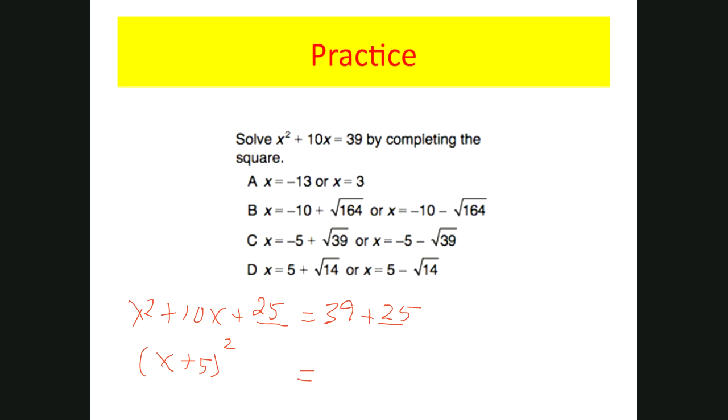Oh, that's nice. Why is it nice? Because when I take the square root of both sides, I'm going to end up with x plus 5 is equal to plus or minus 8. So if I subtract off 5 from 8, I get 3. If I subtract off 5 from negative 8, I get negative 13. So that should be my answer, letter A.